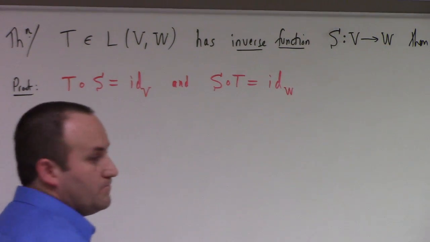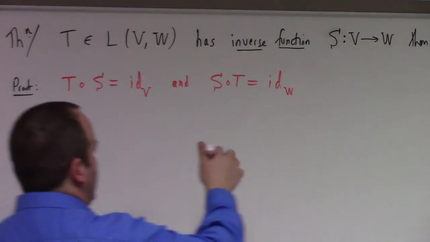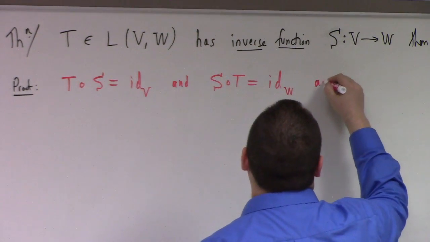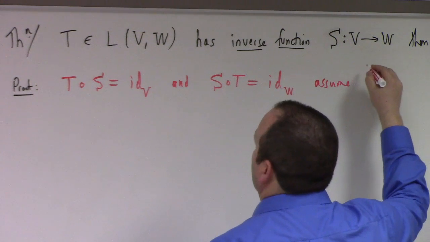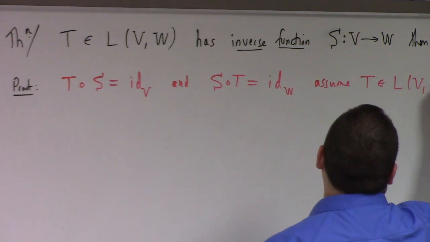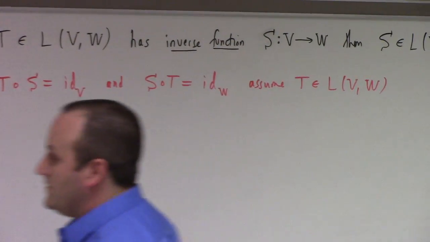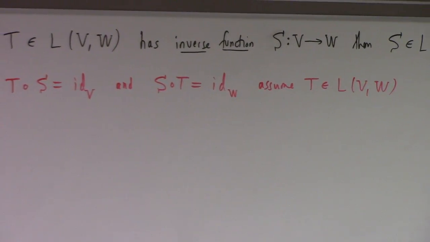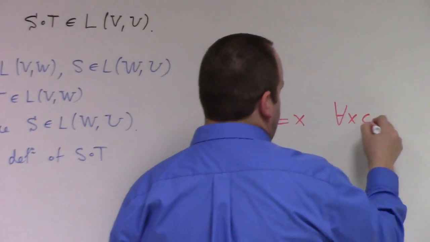So far, so good? I'm going to suppose I have these, and we're also going to assume that T is an element of the linear transformations from V to W. For those of you who are wondering what on earth id is, it's not complicated. Id_V of x is just equal to x for all x in V. It's the identity function.